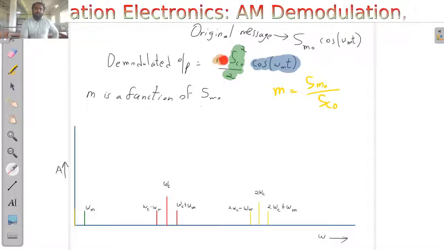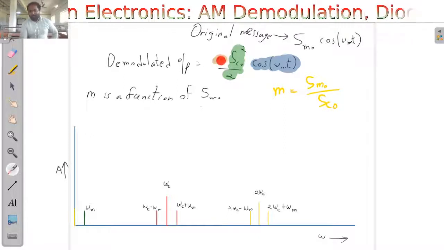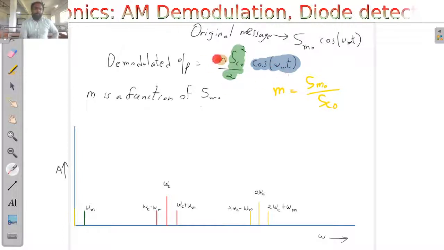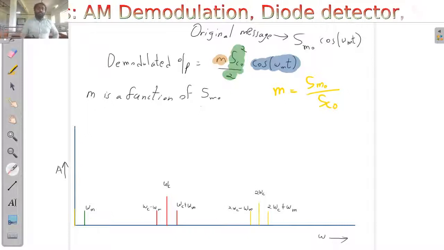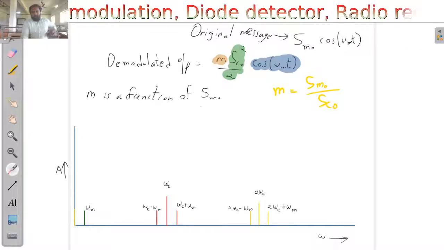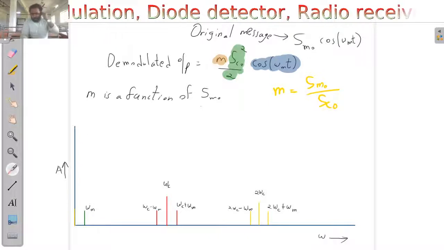Okay. So modulation index represents our amplitude information. This omega m represents our frequency information. So both amplitude and frequency of the original message signal have been recovered back. Okay, so this is what is happening.